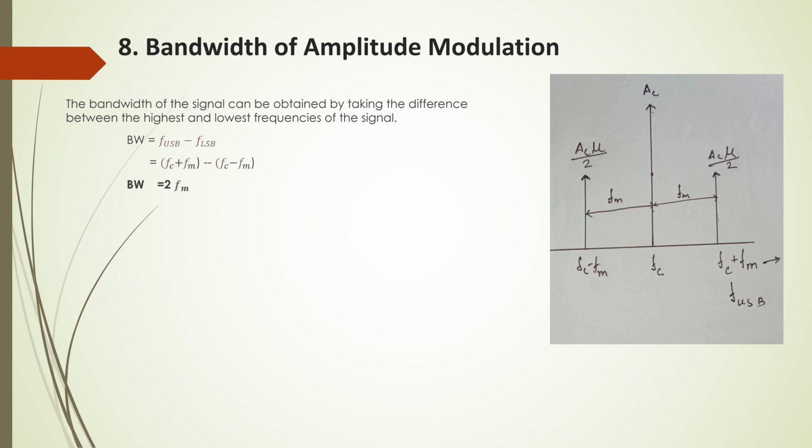The bandwidth of amplitude modulation. The bandwidth of a signal can be obtained by taking the difference between the highest and lowest frequencies of the signal. Bandwidth = fUSB minus fLSB = fc plus fm minus fc minus fm = 2 fm.